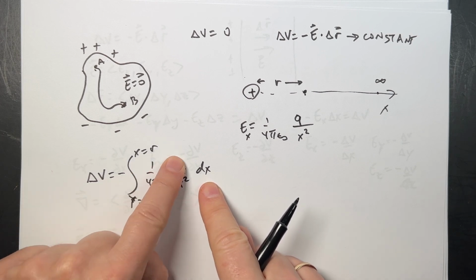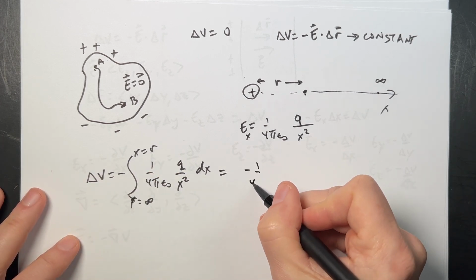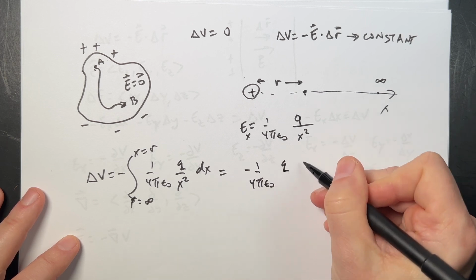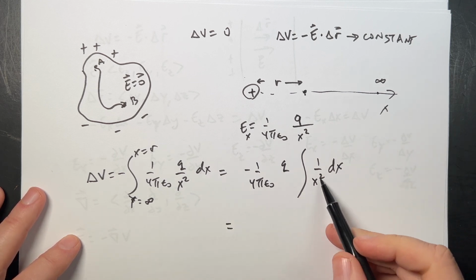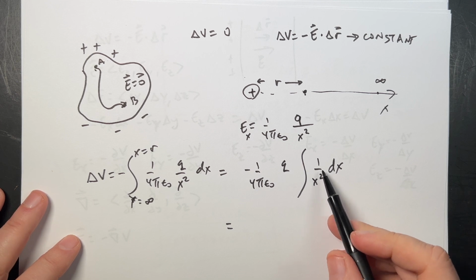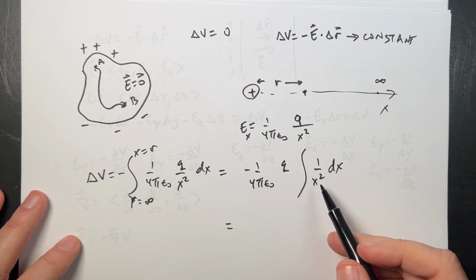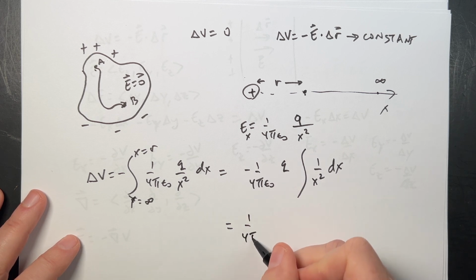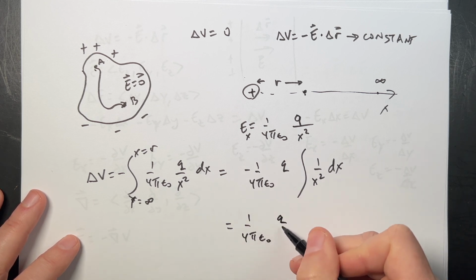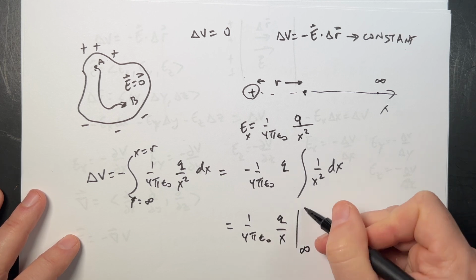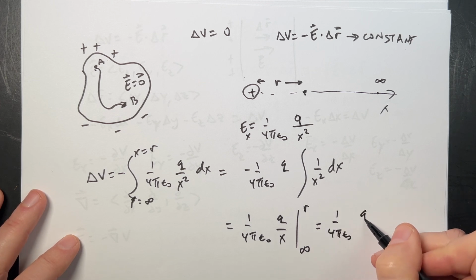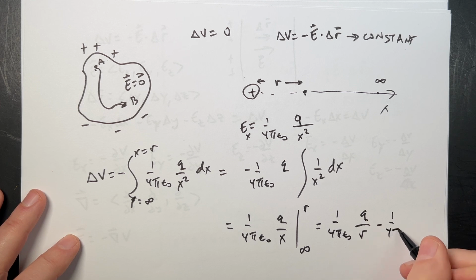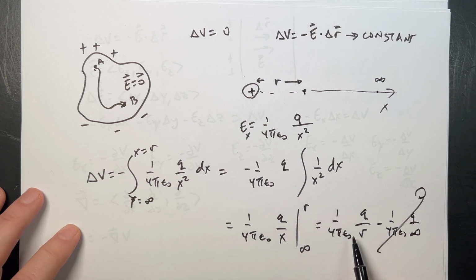So if I integrate, this is a constant right here. I have negative 1 over 4 pi epsilon naught q, and then the integral of 1 over x squared dx. Well, I can do that, right? It's just a power rule. So I'm going to add 1 to the exponent and divide by that. So this is x to the negative 2. Add 1, I get x to the negative 1. Divide by negative 1, I get 1 over 4 pi epsilon naught q over x from infinity to r. So this is going to be 1 over 4 pi epsilon naught q over r minus 1 over 4 pi epsilon naught q over infinity, which goes to 0. So this is my potential with respect to infinity.